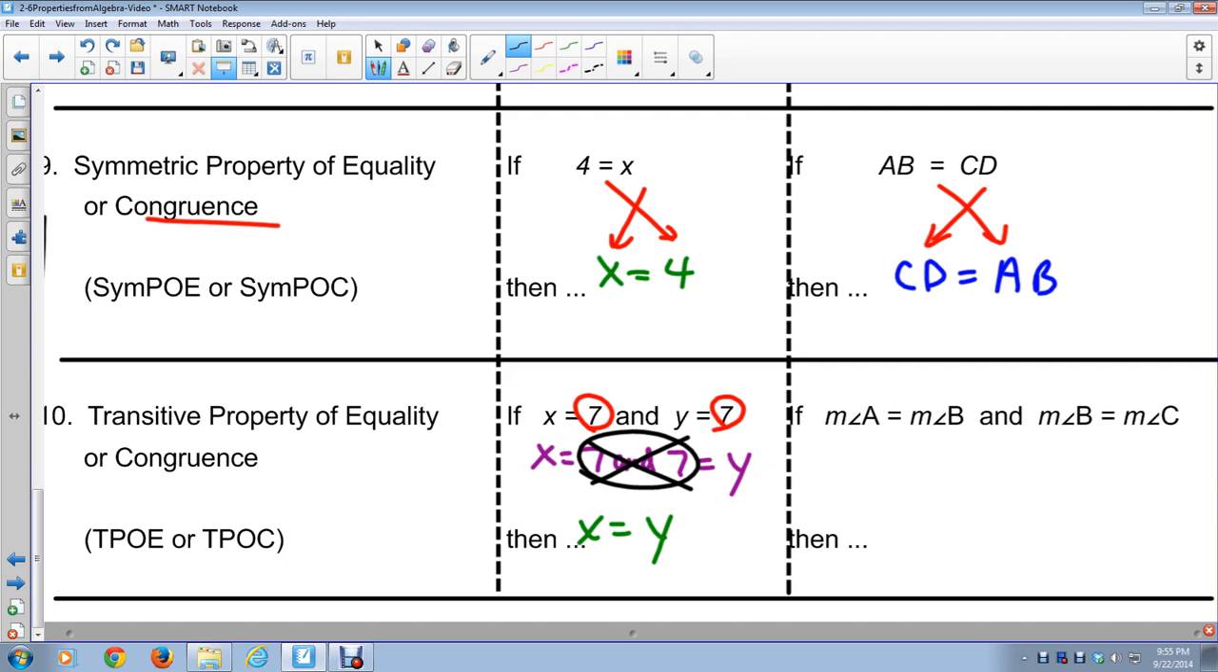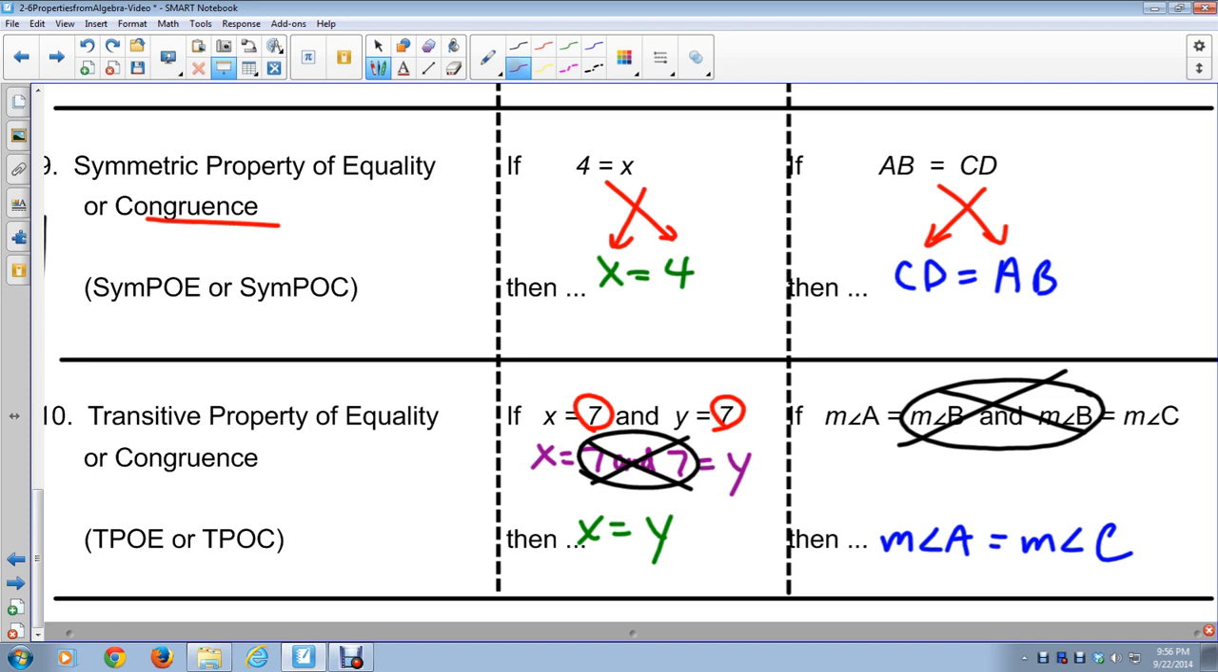Looking at a geometry example. If the measure of angle A equals the measure of angle B, and the measure of angle B equals the measure of angle C, you can think of it one of two ways. You can think of it as the middle term is the same, cross it out, and end up with this conclusion: the measure of angle A has to equal the measure of angle C.